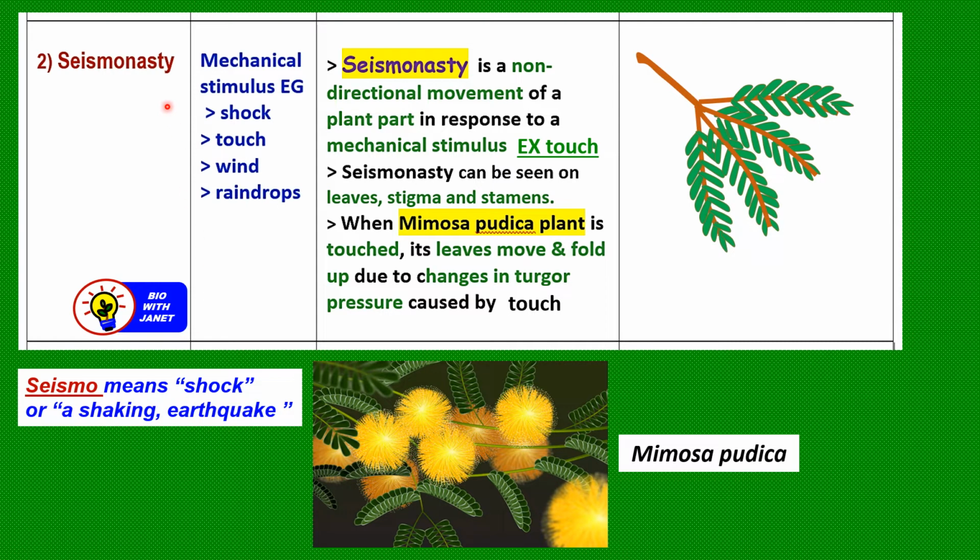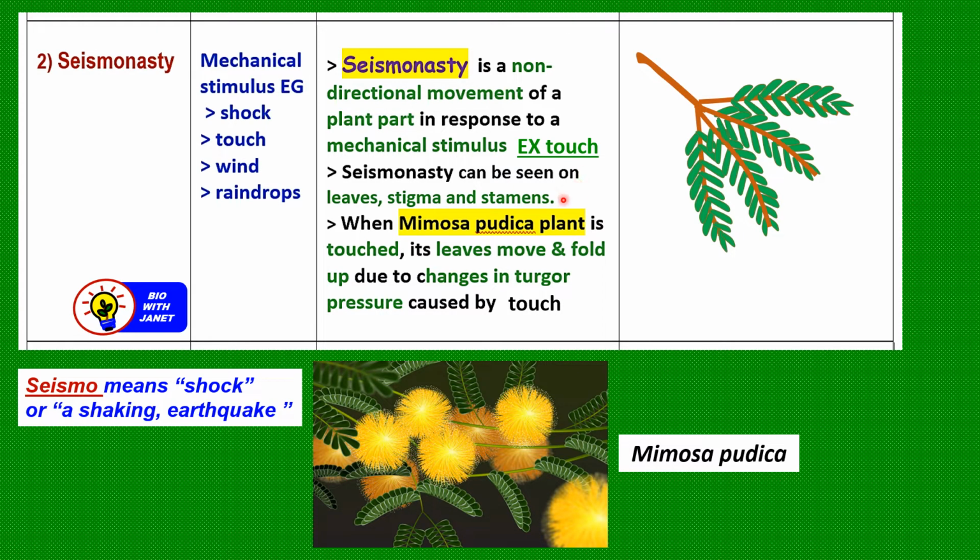The second example of a Nastic response is Seismo-nasty. The word seismo here means shock, or a shaking, or an earthquake. So the stimulus in this case is a mechanical stimulus such as shock, touch, the blowing of the wind, and raindrops falling on the leaves. So Seismo-nasty is a non-directional movement of a plant part in response to a mechanical stimulus, such as touch.